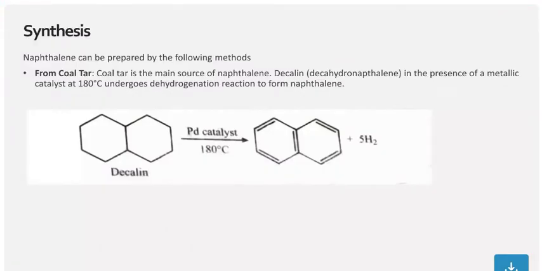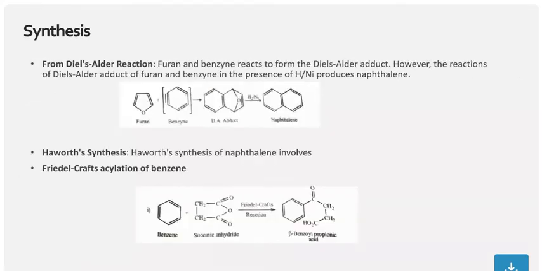Now, synthesis. Naphthalene can be prepared by the following methods. From coal tar. Coal tar is the main source of naphthalene. Decalin, decahydronaphthalene, in the presence of a metallic catalyst at 180 degrees Celsius undergoes a dehydrogenation reaction to form naphthalene. You can see that decalin, this is the palladium catalyst, 180 degrees Celsius. It gives this structure, naphthalene, after dehydrogenation.